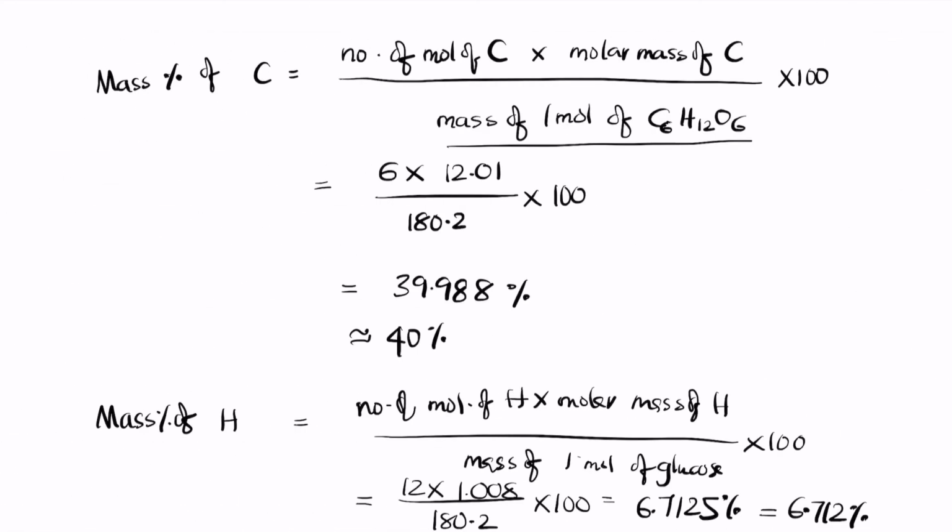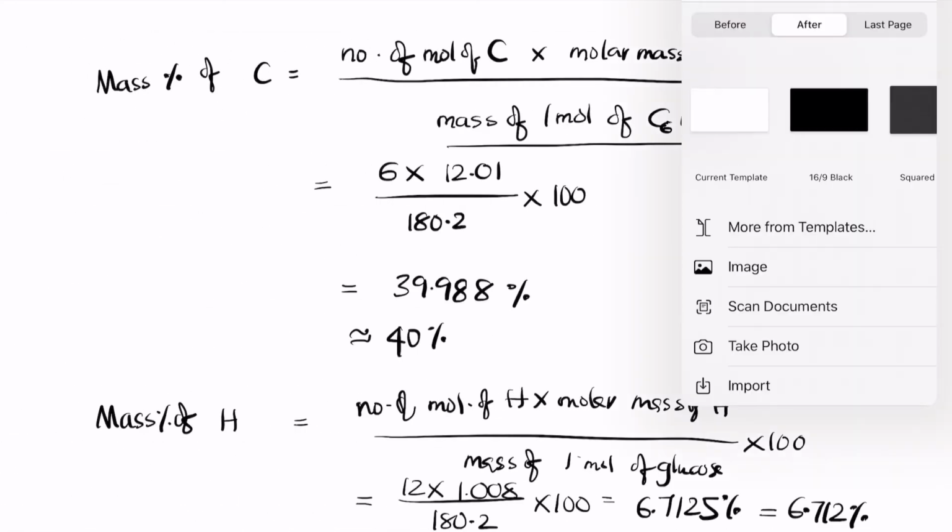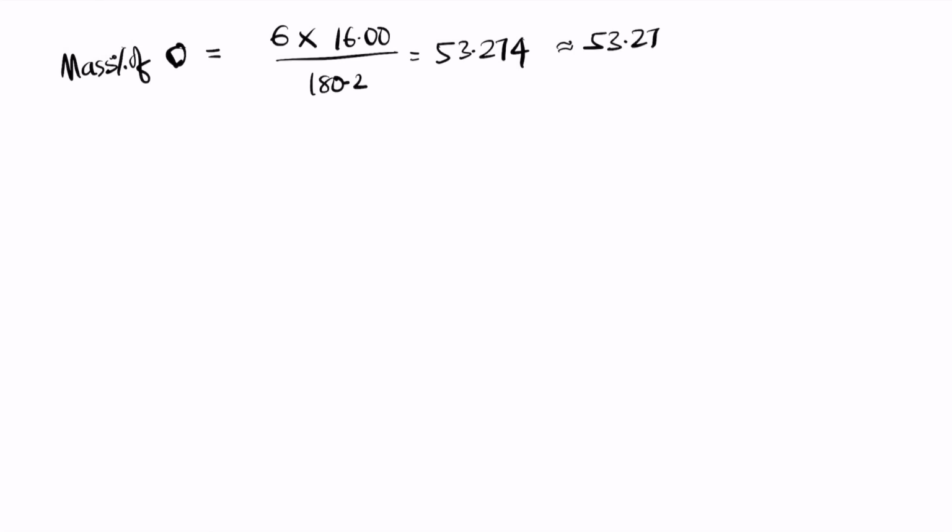Now, the next one is the mass percent of oxygen. There are 6 moles of oxygen, times the molar mass of oxygen, 16.00, over 180.2. So 6 times 16.0 over 180.2 times 100 gives you 53.274. If you round it off, you get 53.27%.